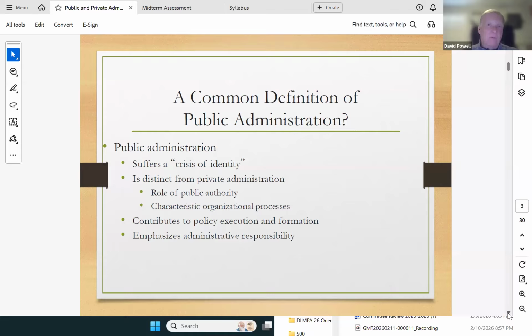So that's another difference. We're involved in both formulation and execution, whereas the private sector is primarily involved in execution with a much more indirect influence in policy formulation.